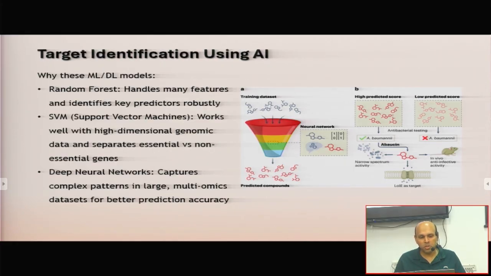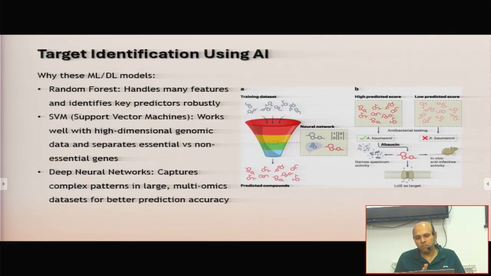And then you have deep neural networks, which will capture complex patterns in large multi-omics data sets for better prediction accuracy. So again, in the picture, you can see you have got the training data set, you have got the predicted compounds, then you have got the neural networks that will analyze that. Then you have the high predicted score and you have the low predicted score. And based on the high predicted scores, you can test those compounds for the spectrum of activity. You might find that they have a narrow spectrum of activity. You might see that they have a broad spectrum of activity.